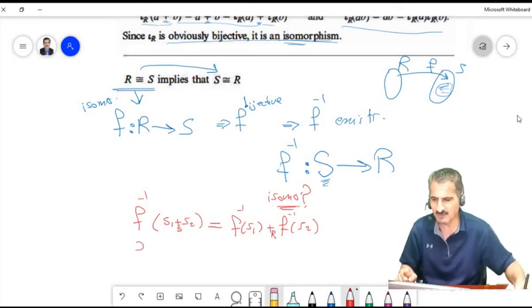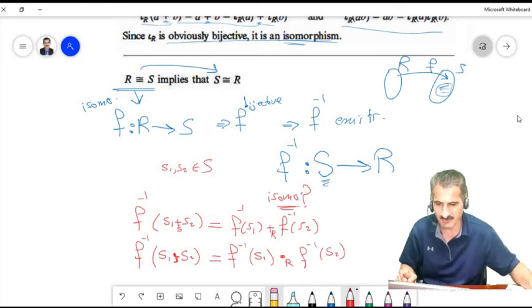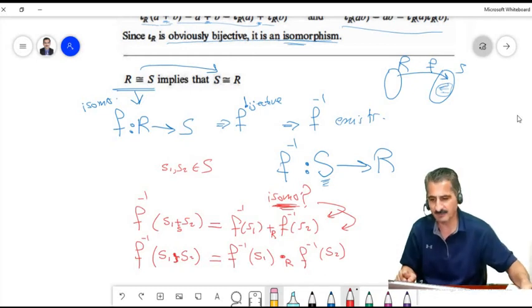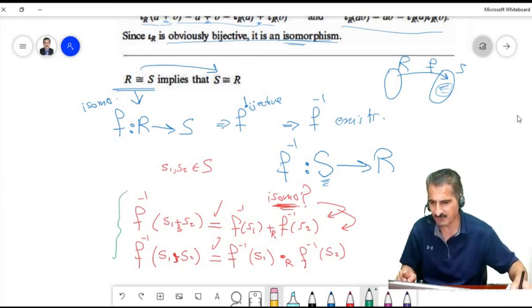And also, is it true that we can distribute the inverse over the multiplication? This is multiplication from S, and s1, s2 are elements, let me emphasize that, elements from capital S. So this is the multiplication inside S, and the inverse distributes over that multiplication, but now the multiplication is from R. To prove F inverse is also an isomorphism, we need to prove these two properties. Can you do that? And they do happen, yes. This will be left as an exercise for you to do.